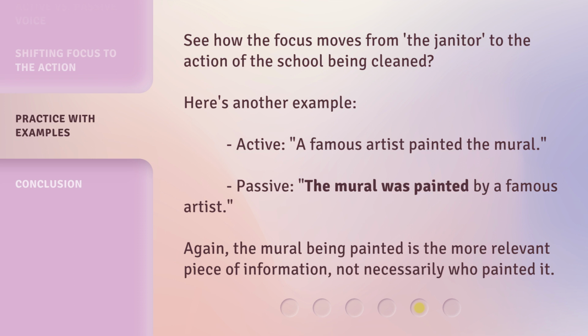Here's another example. Active, a famous artist painted the mural. Passive, the mural was painted by a famous artist. Again, the mural being painted is the more relevant piece of information, not necessarily who painted it.